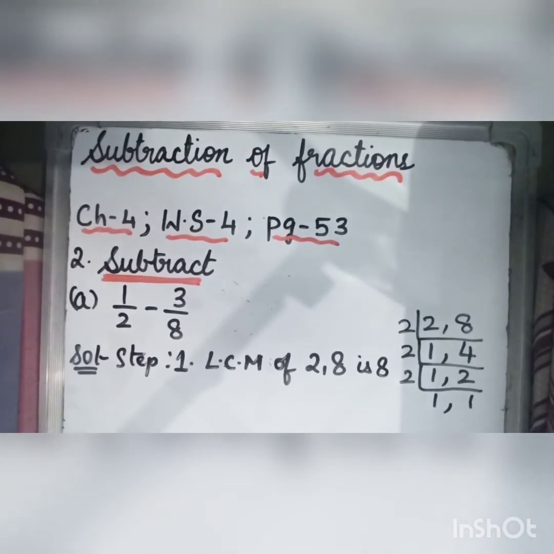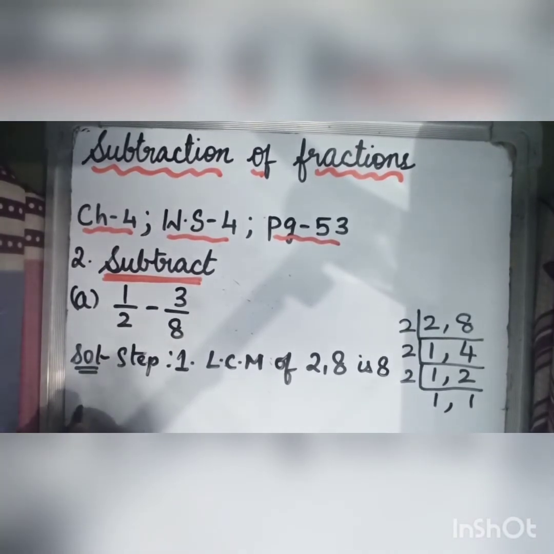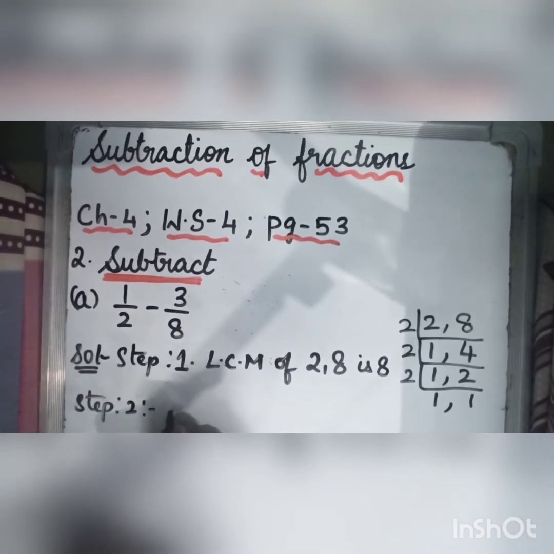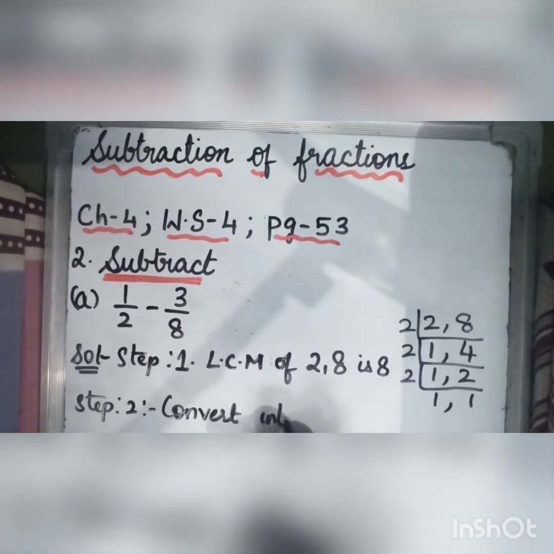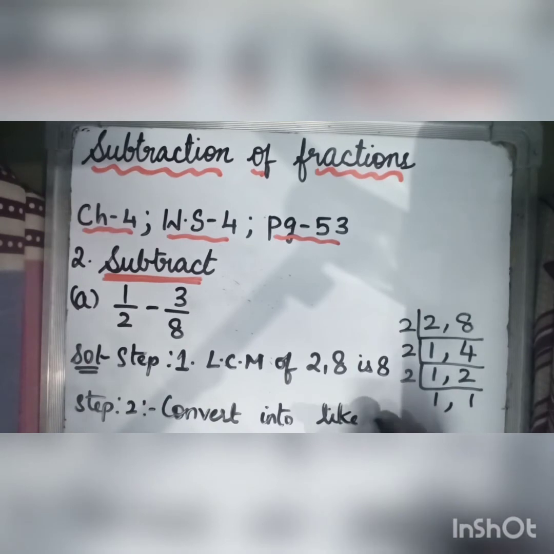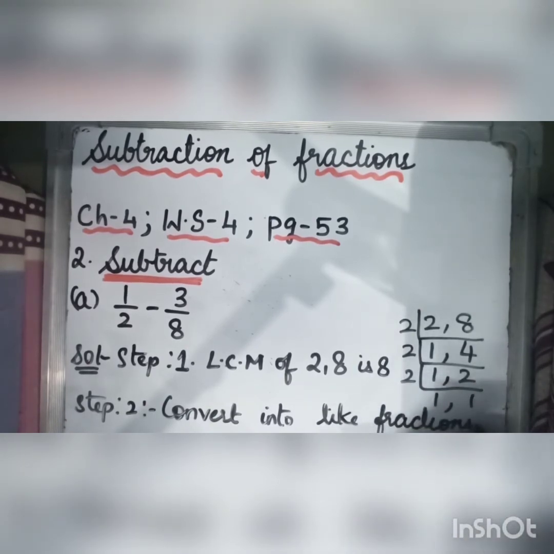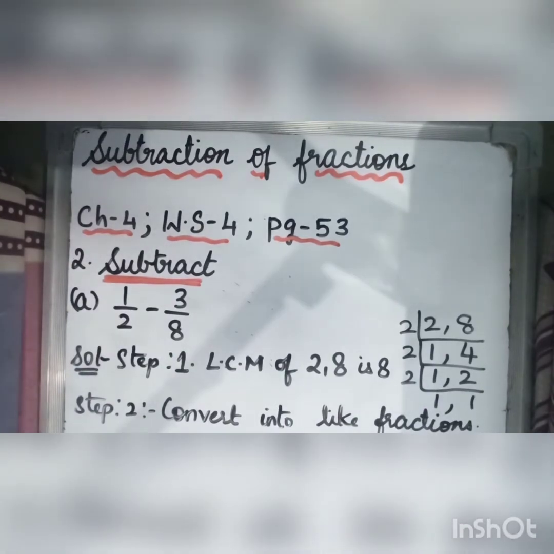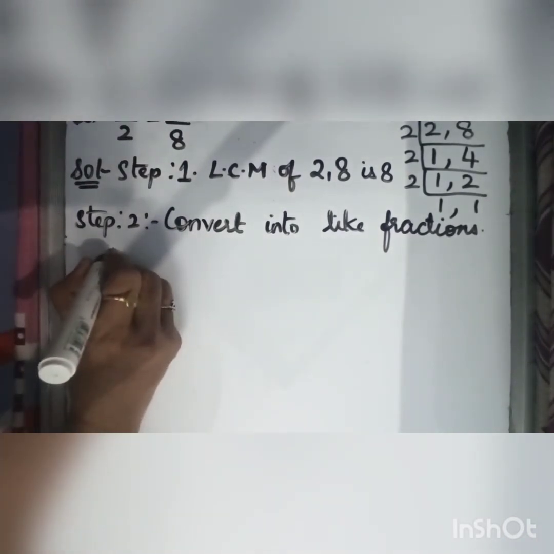Now we have got the LCM of the denominators. Now we will do step 2, that is converting into like fractions. To convert into like fractions, we have to make the denominators same. Once we have taken the LCM of the denominators, we start converting the denominators into 8.